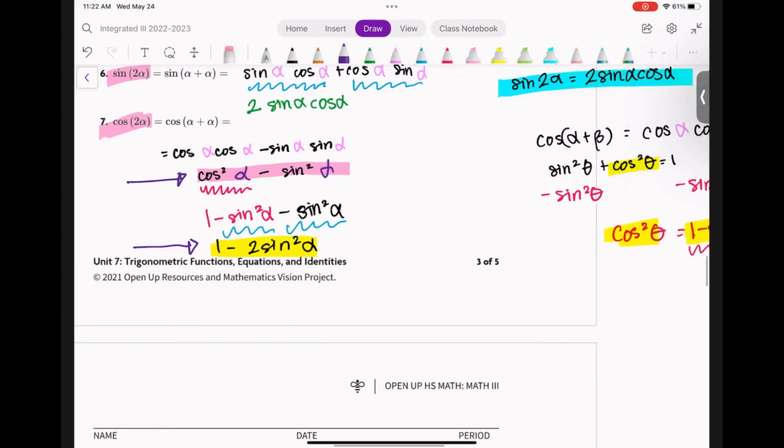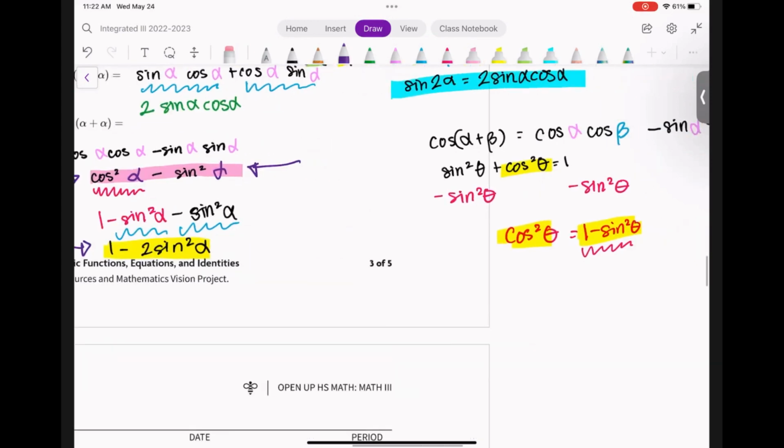Similarly, going back up to the pink, instead of solving for cosine squared in your Pythagorean identity, you could have solved for sine squared, right? So if you were to solve for sine squared, you would have gotten sine squared theta equals 1 minus cosine squared theta. And then you would substitute 1 minus cosine squared into here for sine squared. So go ahead and try that really quick. Try your hand at that, and then that is pretty much it.